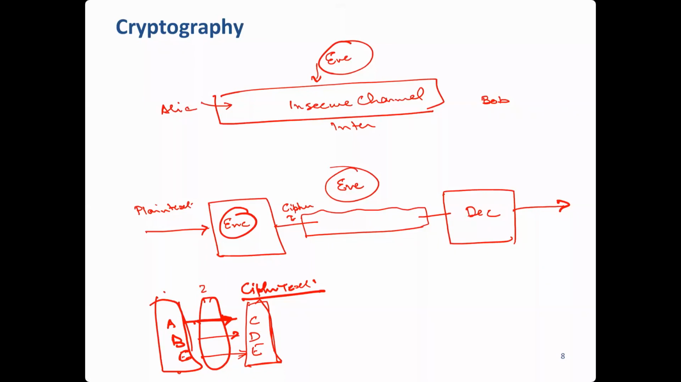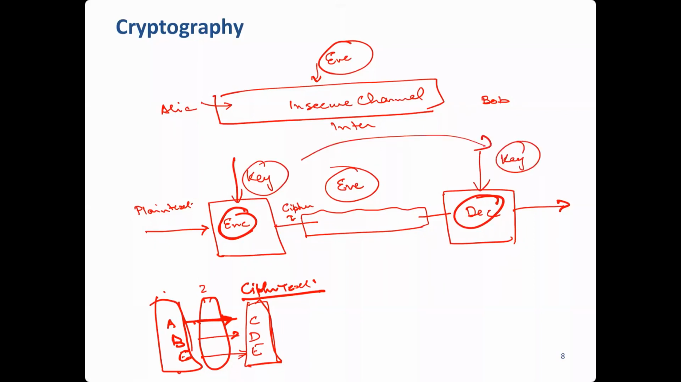Then a researcher came out with the idea that this encryption function or decryption function should be known to everyone. However, what is important is the key. The key should remain confidential. Now we are going to use the same key for encryption and decryption. It means the key should only be known to two entities.